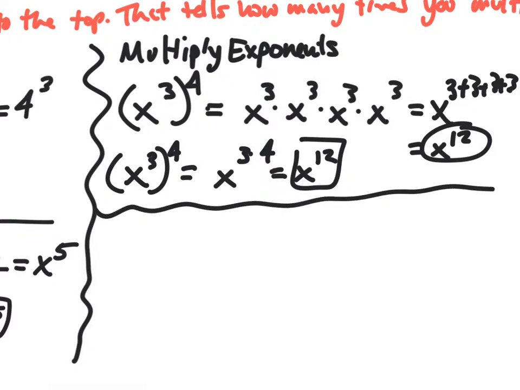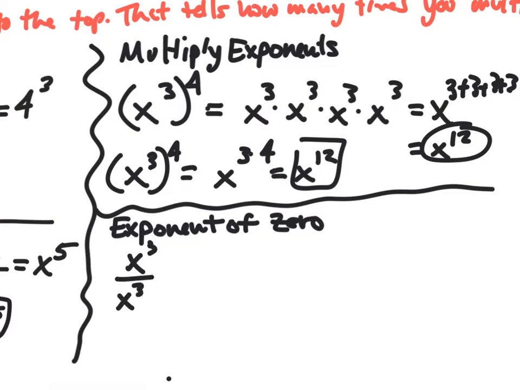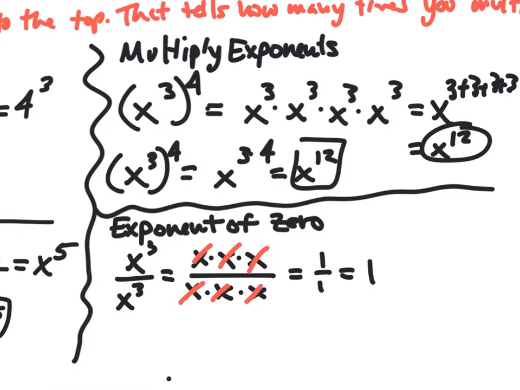All right, let's talk quickly about an exponent of 0. Let's look at an example. Let's say I have x to the 3rd power divided by x to the 3rd power. If you do this the long way, you get x times x times x divided by x times x times x. All of these divide out, and you're just going to get 1 over 1, which is equal to 1.